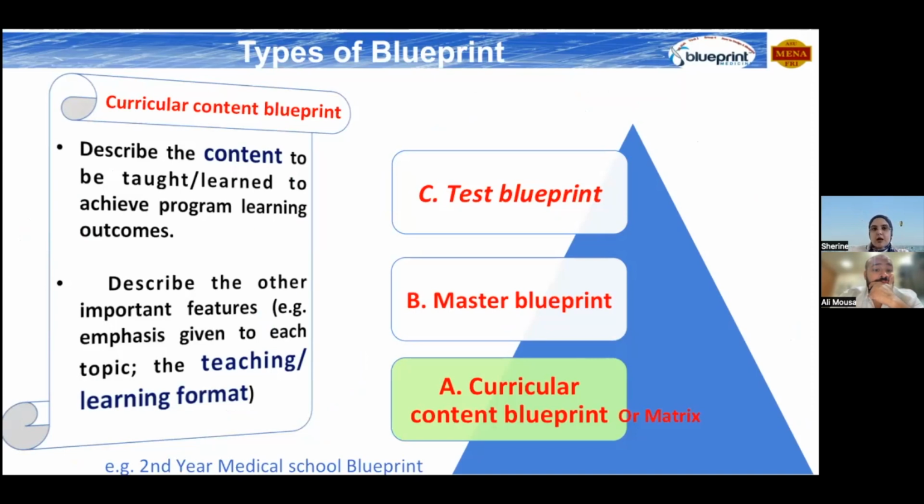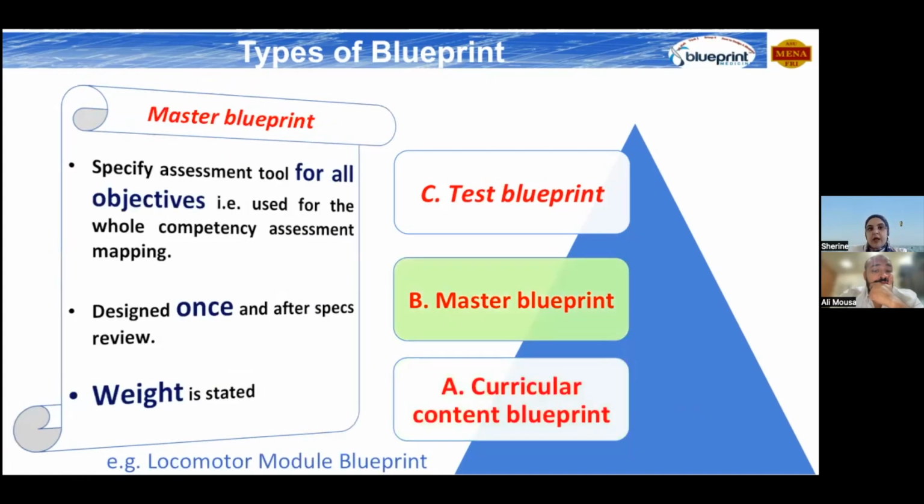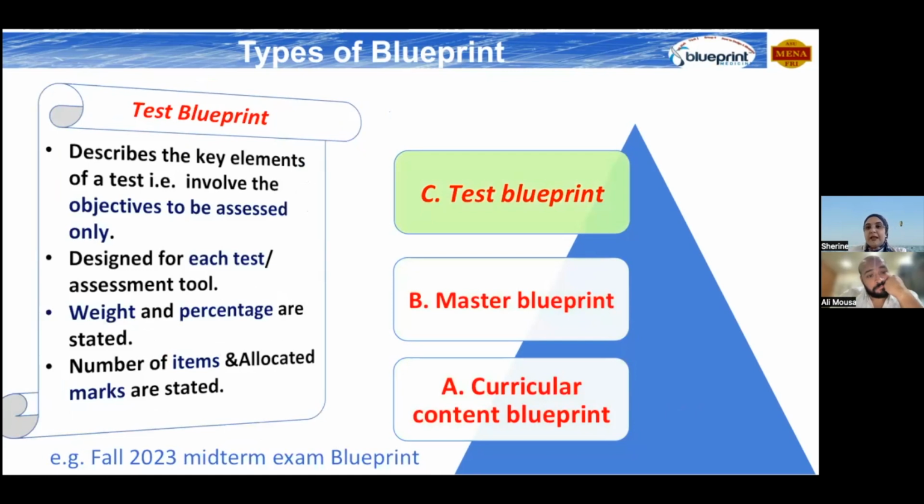The first one is the curricular content blueprint. It describes the content to be taught and learned to achieve the program learning outcomes. For example, like the second year medical school blueprint. Then comes the master blueprint. It's a specific assessment tool for all objectives, used for the whole competency assessment mapping. Like, for example, if you are preparing a master blueprint for a locomotor module blueprint. Finally is the test blueprint. It describes the key elements of a test, involving the objectives to be assessed only. Like, for example, the fall 2023 midterm exam blueprint.